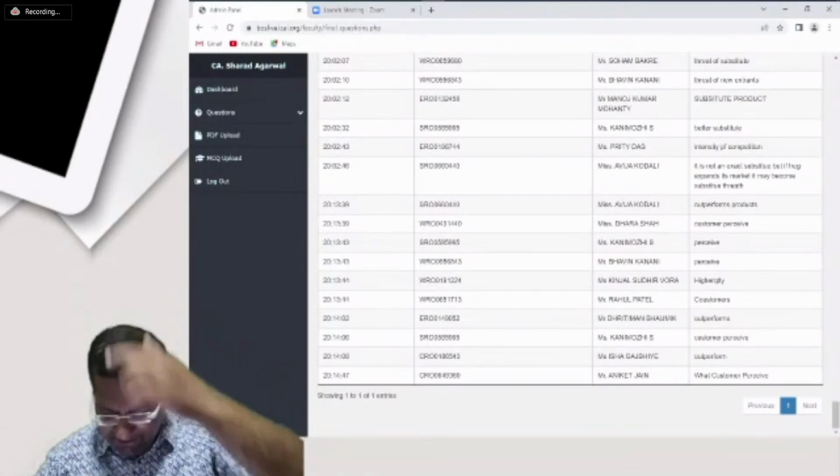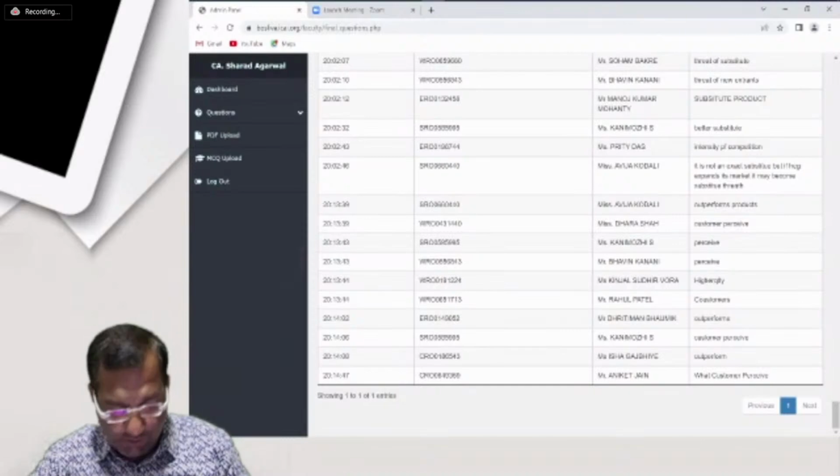Aniket, I am not getting your query, beta. I didn't get your query. What does "customer perceive" mean?